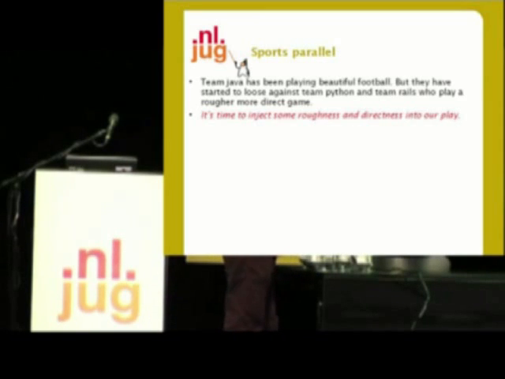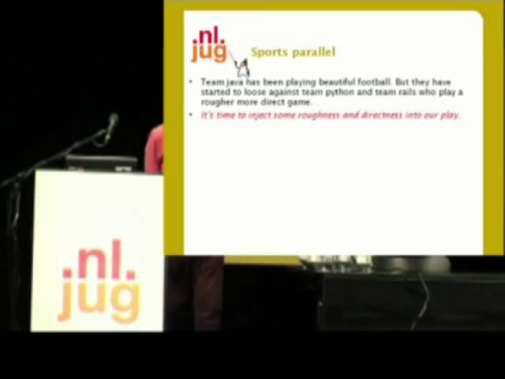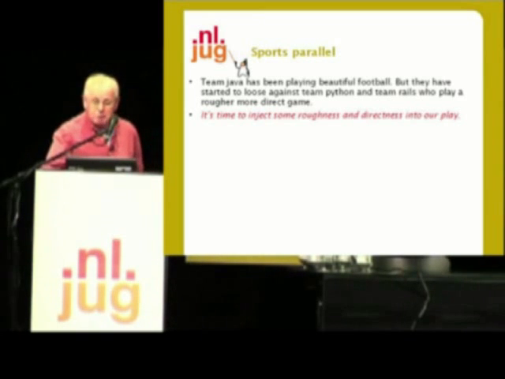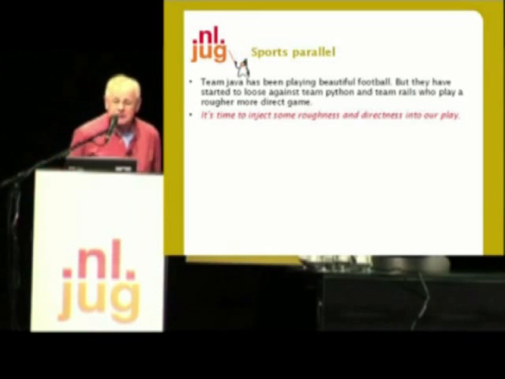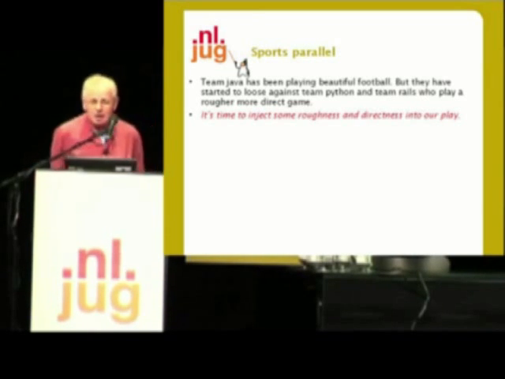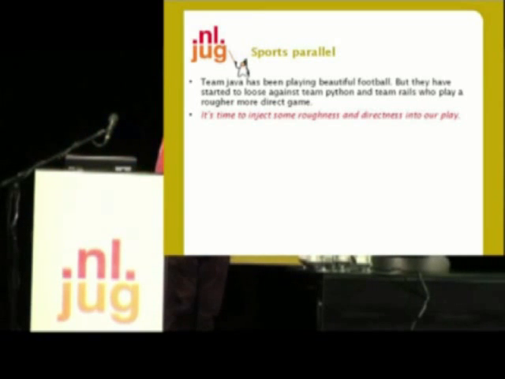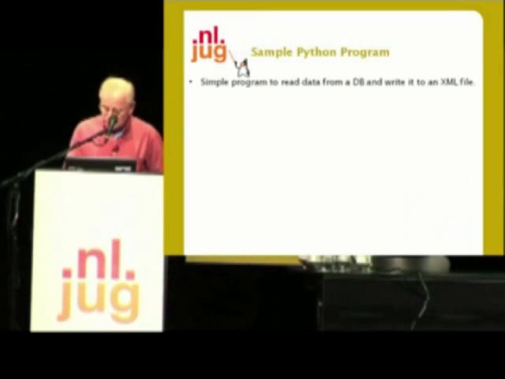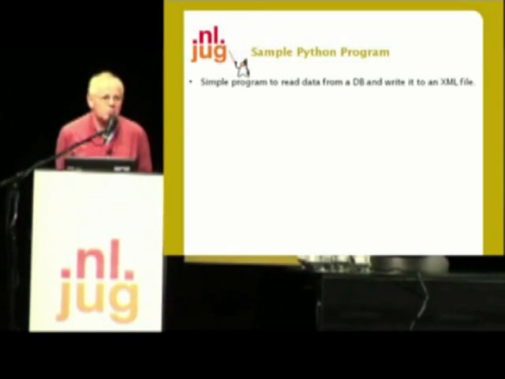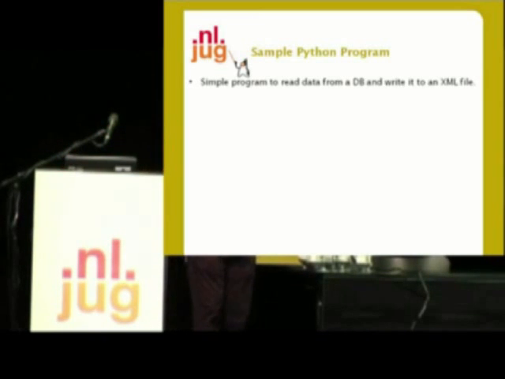But this is the situation that Team Java may or may not be facing, is we're out there playing beautiful football, but we're starting to lose against Team Python and Team Rails, who play a rougher, more direct game. So if I was the coach of Team Java, my message to the players would be, it's time to put some roughness and some directness into our play. So let's have a look at a simple Python program and see how the Python boys do it.